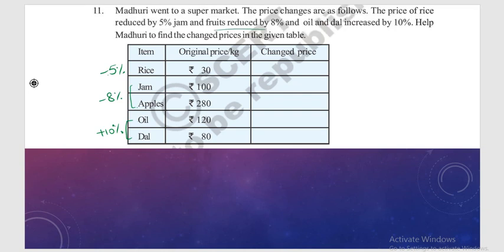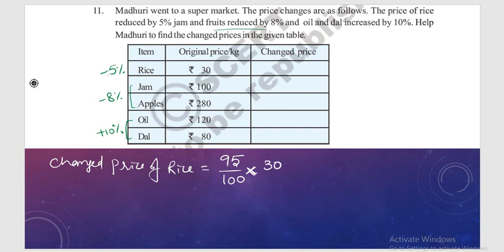Now question number 1. For rice, changed price of rice is equal to, so how much percent it has reduced? 5%, no? That means 5% reduced in 100% means how much? 95% only, no? So directly I can take it as 95 by 100 into its original price. Then what am I going to get? So this 0 0 will go.